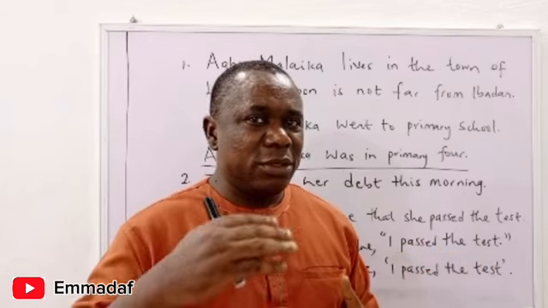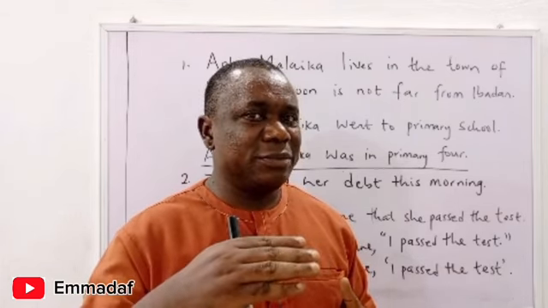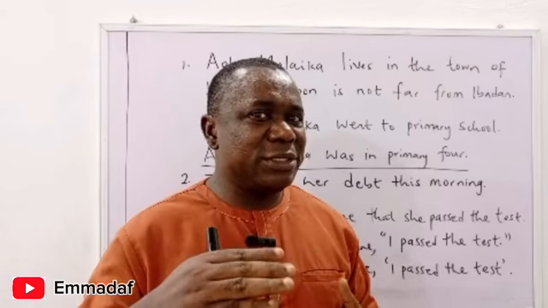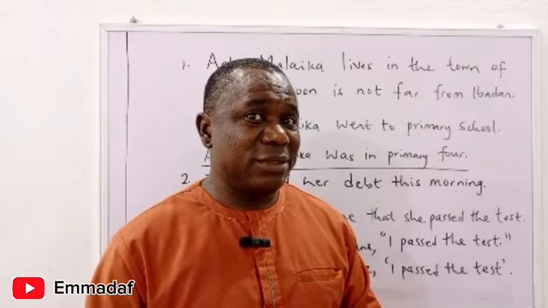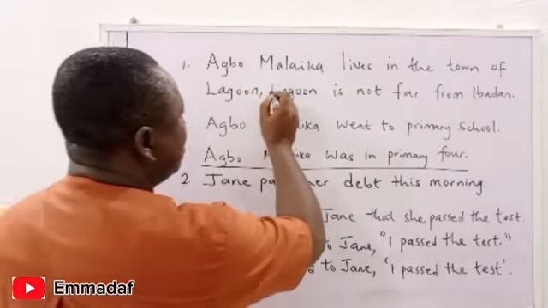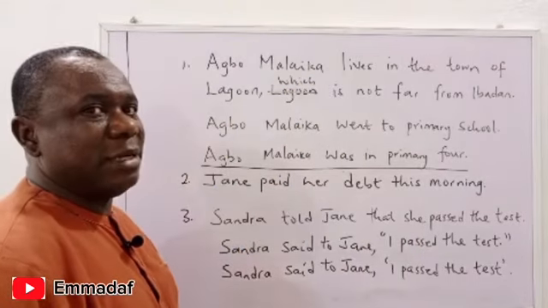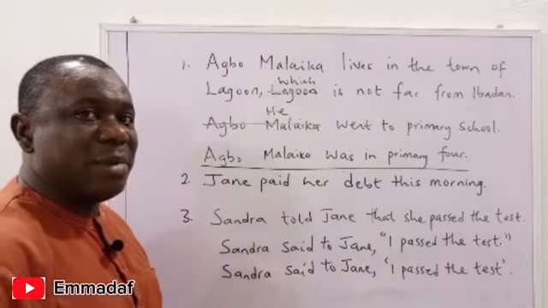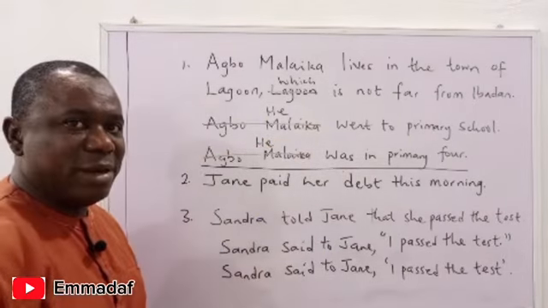Now we can reconstruct the sentences. We can replace some of the words that have been repeated with other words so that the sentences can sound better and interesting. So let's look at it. Agbo Malaika lives in the town of Lagoon, which is not far from Ibadan. He went to primary school. He was in primary 4.